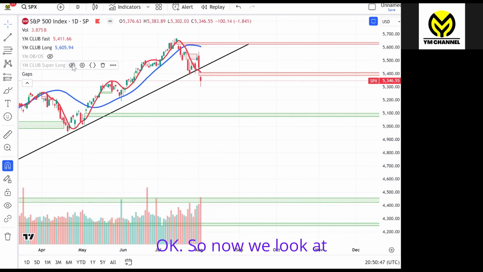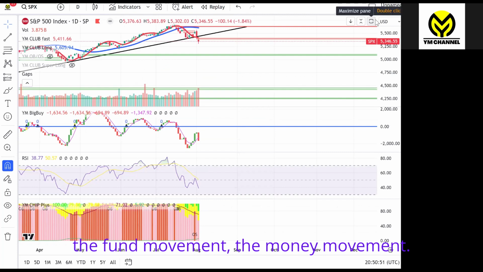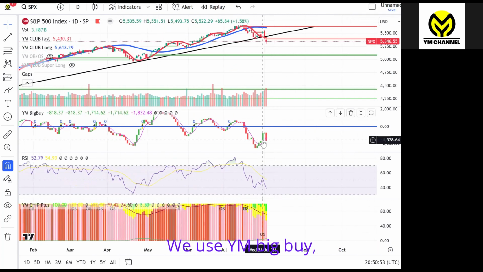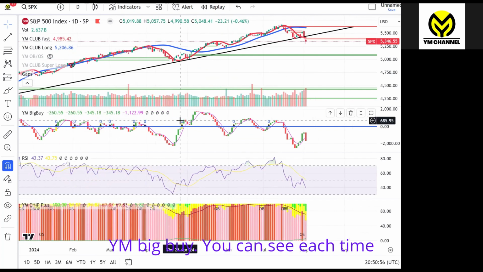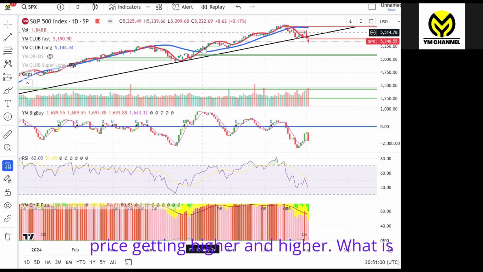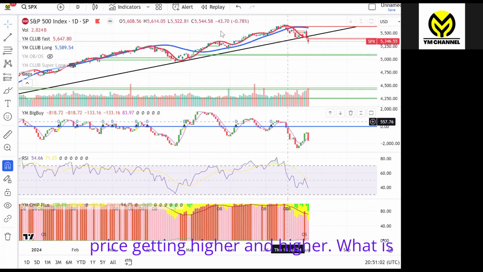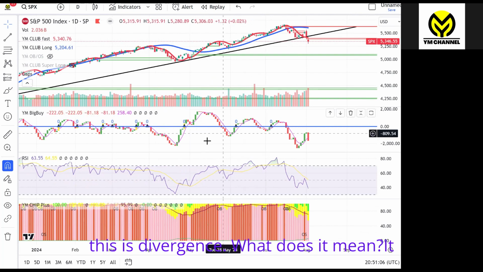Now we look at the fund movement, the money movement. We use YM big buy. You can see each time the peak is getting lower and lower. The price getting higher and higher. What is this called? Remember, this is divergence. What does it mean?